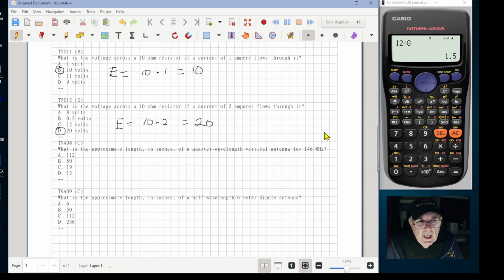Okay. The last two are a little more complicated. These are not Ohm's law problems. What is the approximate length in inches of a quarter wave vertical antenna for 146 megahertz? So a half wave is equal to 468, that's a magic cookie number, over the frequency in megahertz.